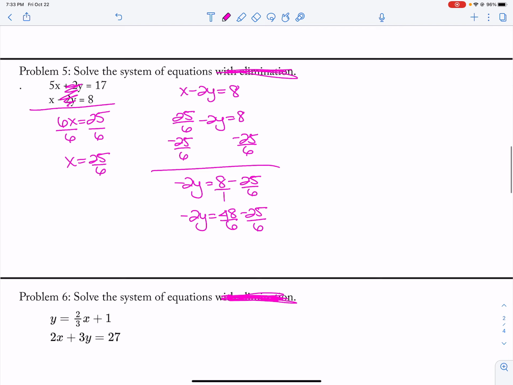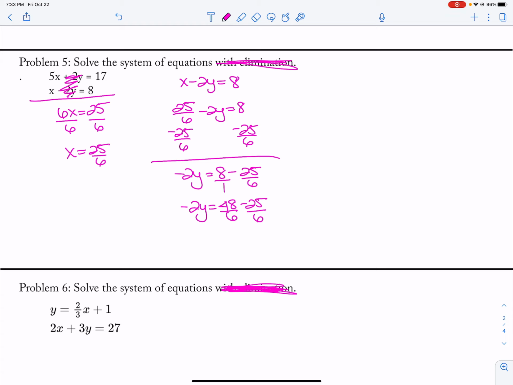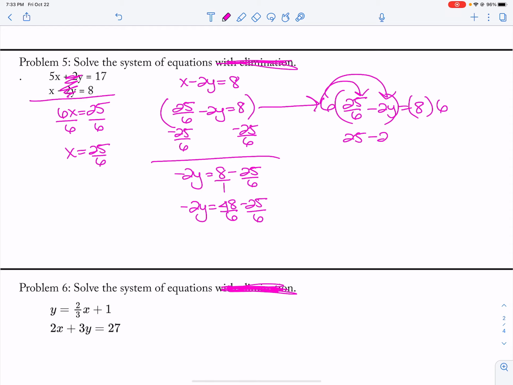So I'd have something like this, right? I talked to some of you about this. When I had my 25 over 6 minus 2y is equal to 8, you could have multiplied both sides of the equation by 6. Then you would have had 25 minus 12y is equal to 48, and then solve the equation from there. It's still the same thing that I have here. It's just I didn't have to deal with the fraction part.